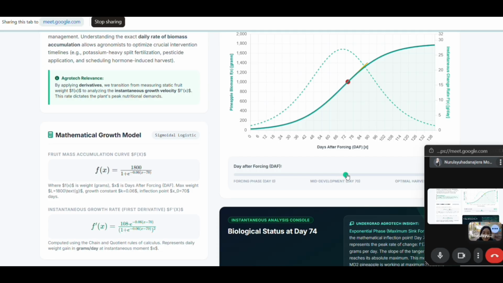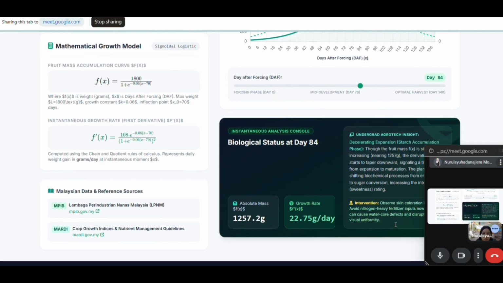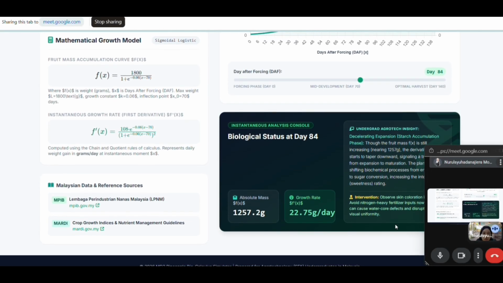And then day 84. If we look at the plot of data for day 84, the fruit weight f(x) is 1,215.724 grams. So you see that.